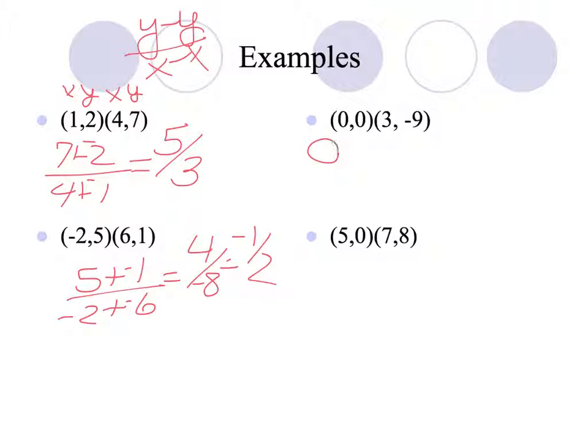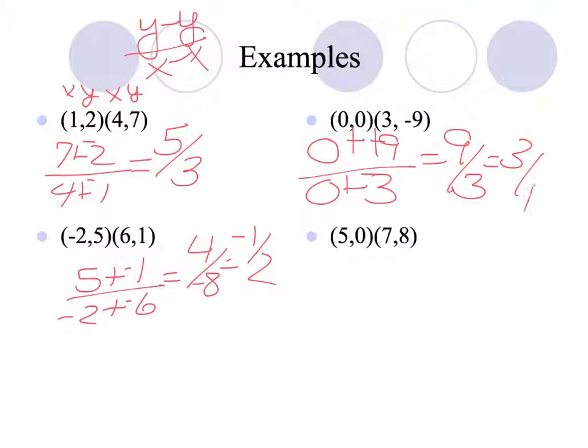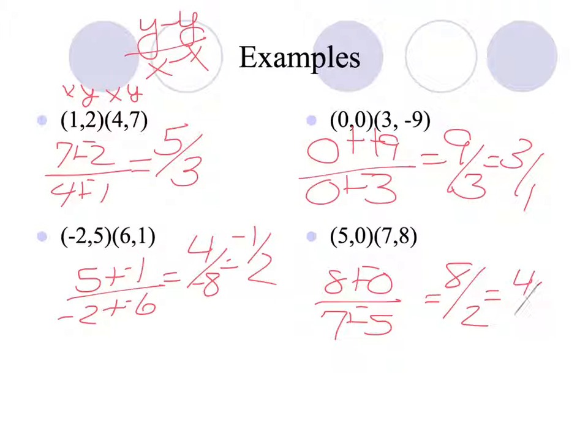Third problem, 0 minus negative 9 over 0 minus 3 plus the opposite. Make sure you go plus positive 9. That's going to give me 9 over 3, which will reduce to 3 over 1. Fourth one, 8 minus 0 over 7 minus 5 plus the opposite. Not that a negative 0 is going to do anything. This is going to give me 8 over 2, which will reduce to 4 over 1, which is just 4.